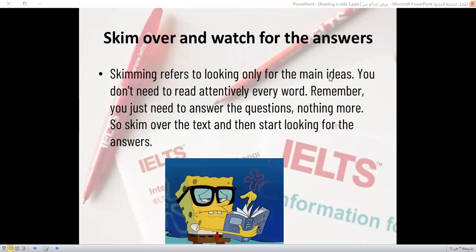Skim over and watch for the answers. Skimming refers to looking only for the main ideas. You don't need to read attentively every word. Remember, you just need to answer the questions, nothing more. So skim over the text and then start looking for the answers.